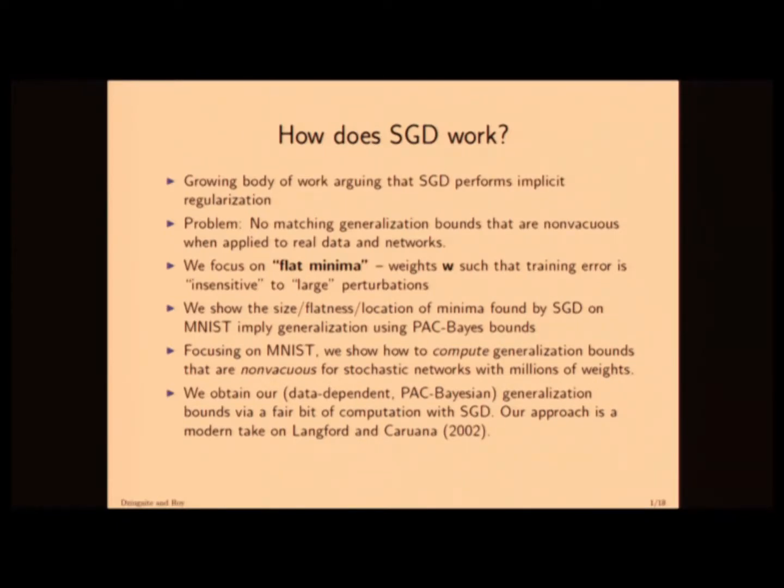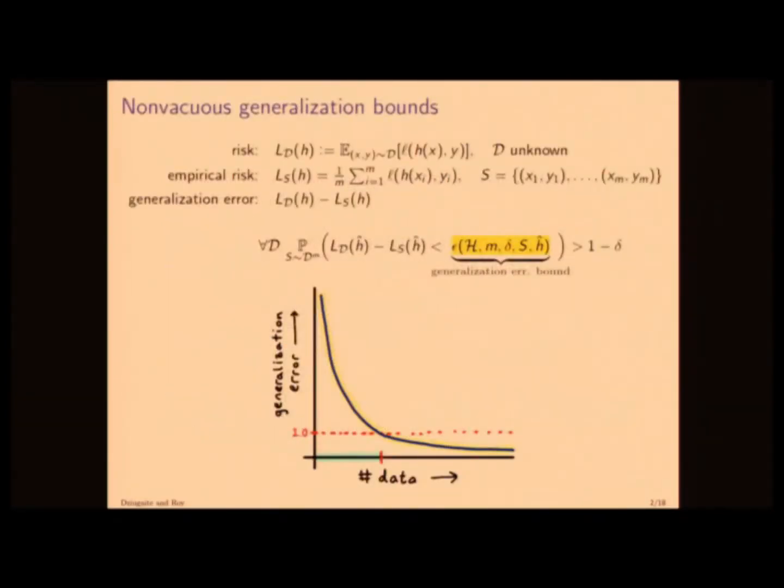So we're going to actually run SGD to obtain these bounds, and that's going to take hours. And this approach that I'm going to describe is very similar to something that was proposed by Langford and Caruana back at NIPS in 2002. But they were applying it to neural networks with three hidden nodes. All right.